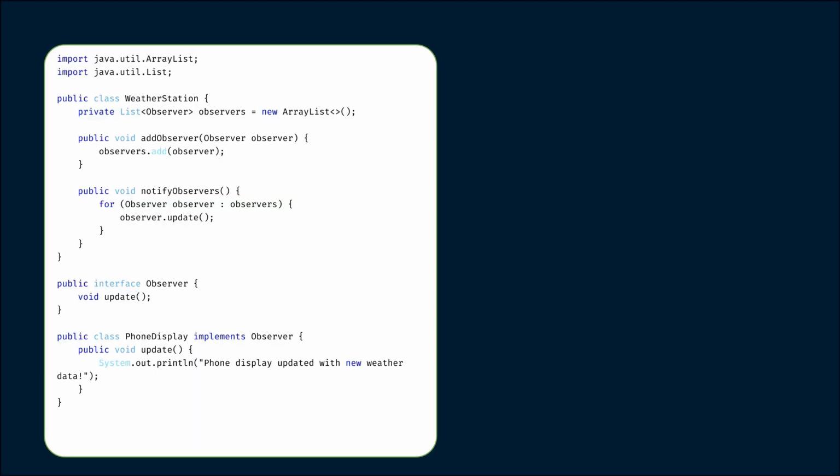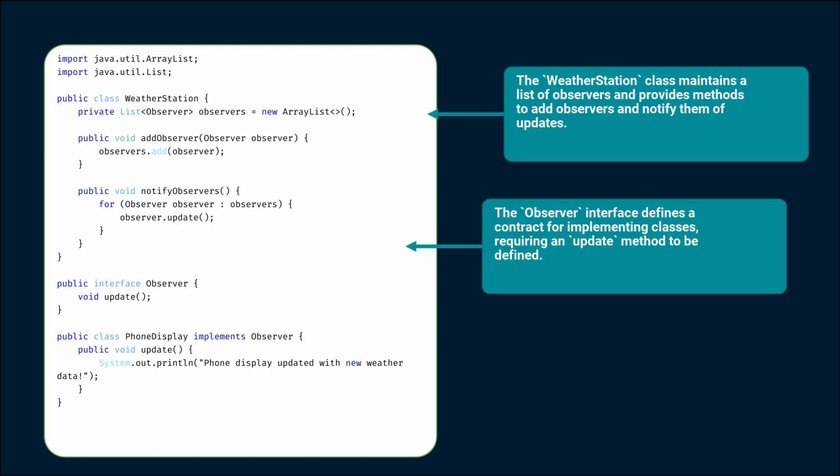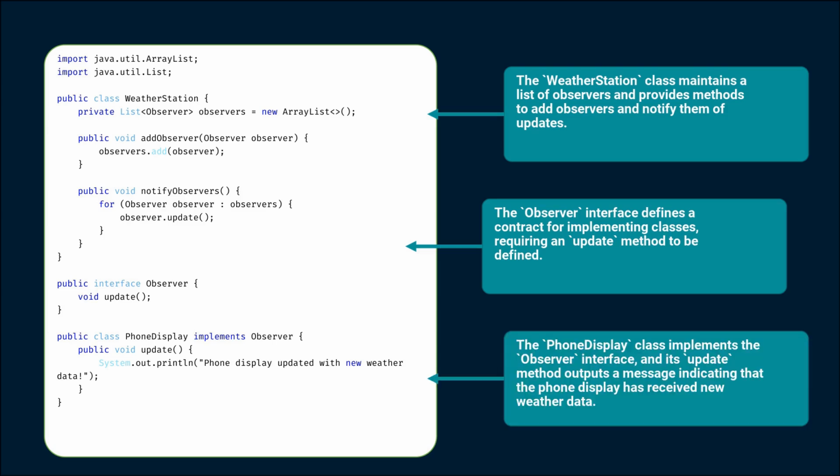Now let's implement an example of the observer pattern, which enables one-to-many communication between a subject and its observers. In this code, we create a WeatherStation class that holds a list of observers. It provides a method to add an observer, allowing multiple objects to register their interest in weather updates.